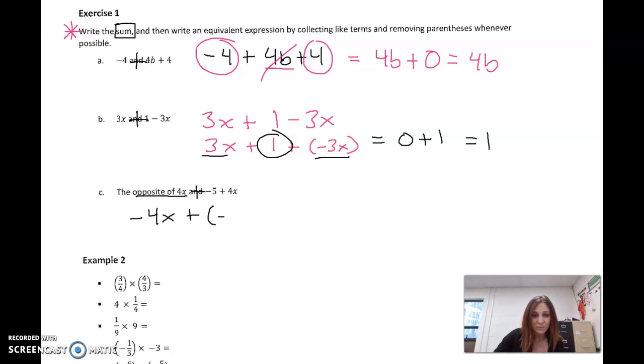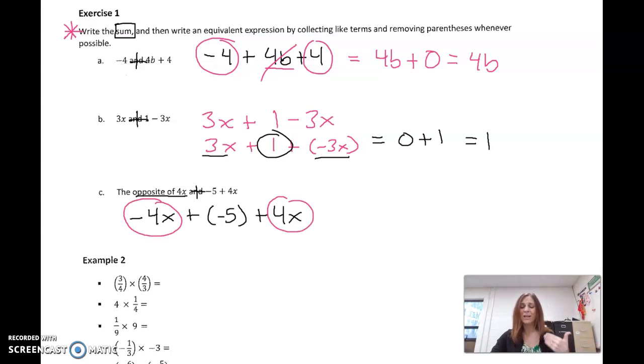Negative 5 plus 4x. All right, let's roll with this. Let's look at our x terms. I have a negative 4x's and a positive 4x's. Notice I'm circling them, or I'm underlining them, so I can identify them easier. Guess what negative 4x and positive 4x are? Opposites. What do they add to? 0. Gone. So I'm left with a negative 5. That's it. Don't overthink it.